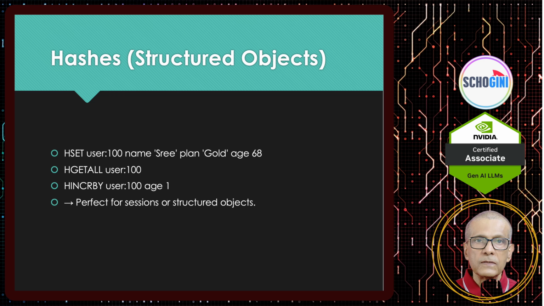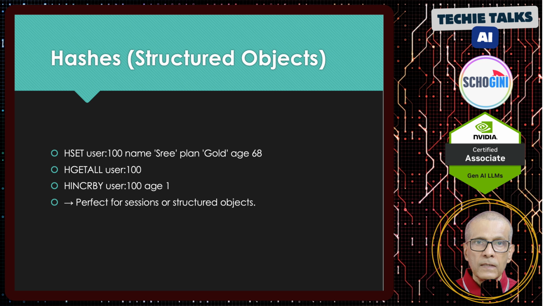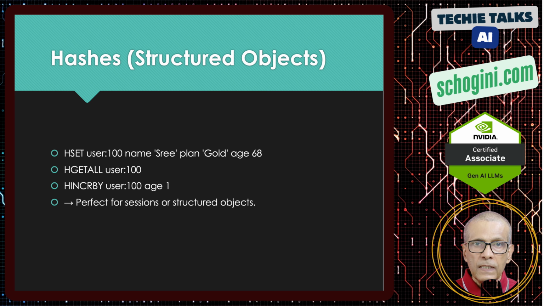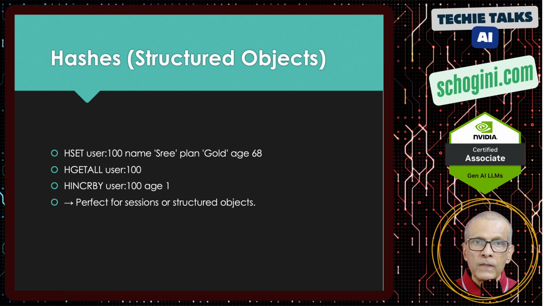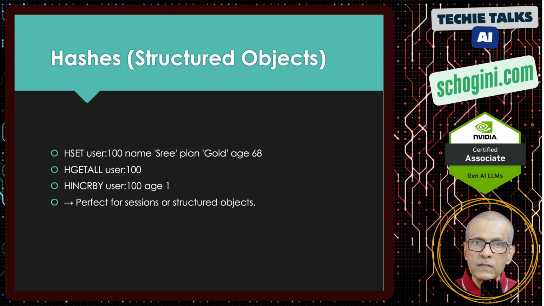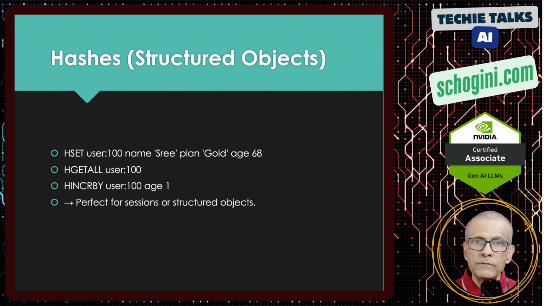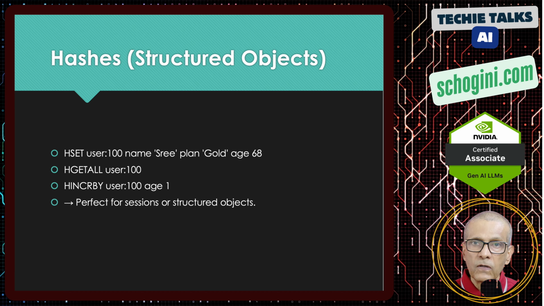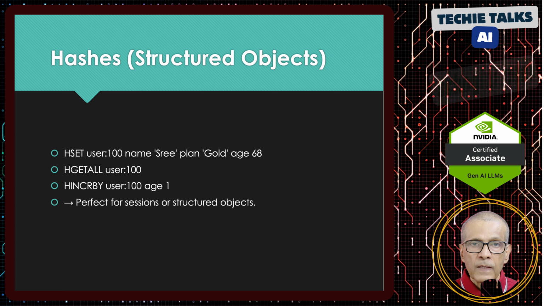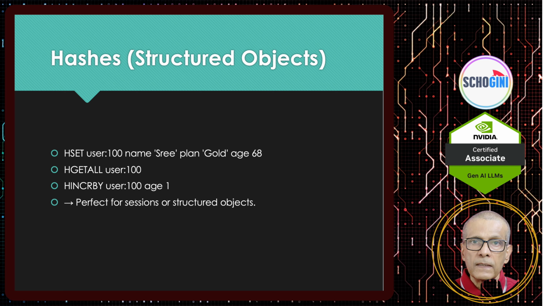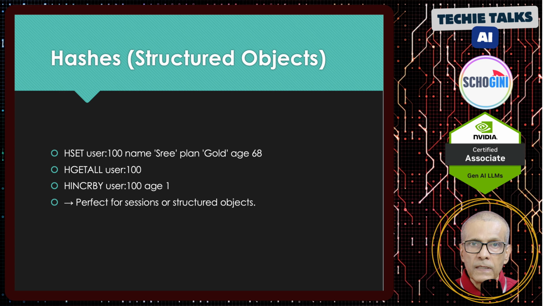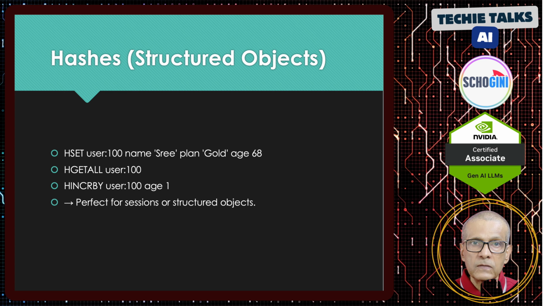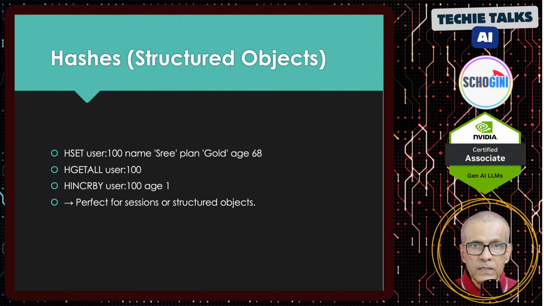Okay, hashes. Hashes store mini records. Think of them as lightweight JSON objects. Each hash key contains multiple fields. Use HSET to create fields like name, plan, or age and retrieve everything using HGETALL. You can even update numerical fields atomically like HINCRBY. This structure is perfect for user profiles, configuration data, or application sessions. Because everything stays in memory, Redis reads and updates are instantaneous. Hashes keep related attributes organized under one parent key, improving structure without overhead.